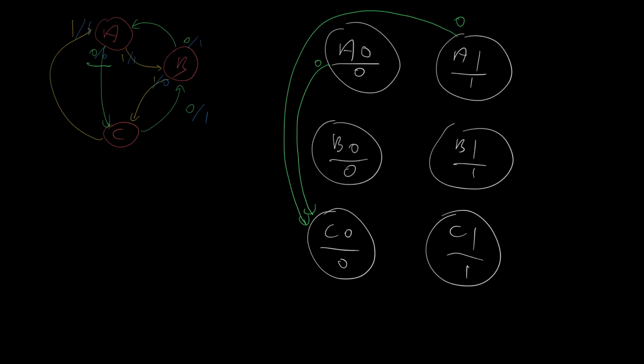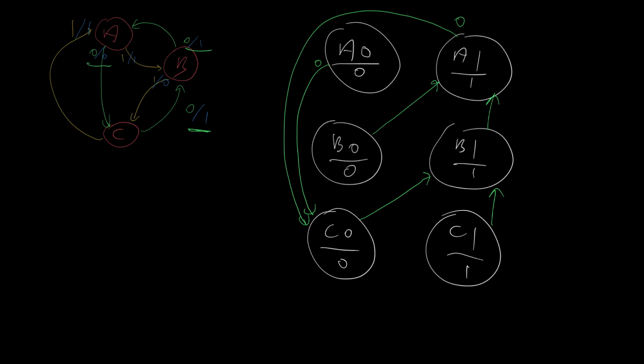Similarly, if I'm in state B and the input is a 0, then I go to state A and I output a 1. So if I'm in state B and I get a 0, I go to state A and output a 1. So I go to the A1 state to show that I'm outputting a 1. If I'm in state C and the input's a 0, I go to state B and output a 1. So in state C, I'm going to go to B1.